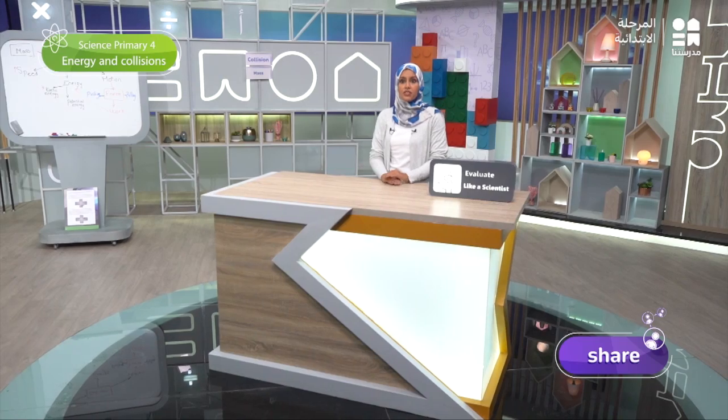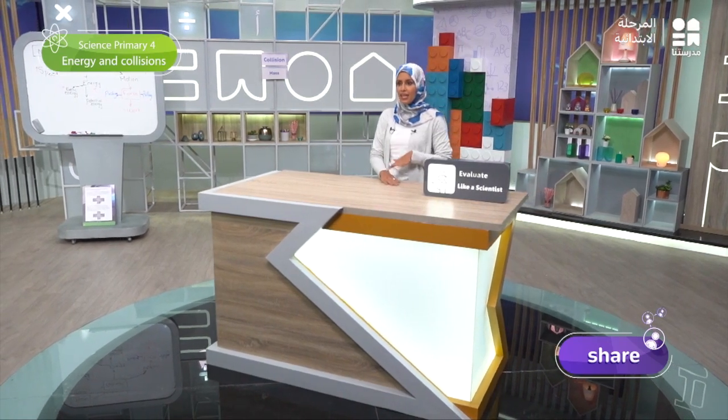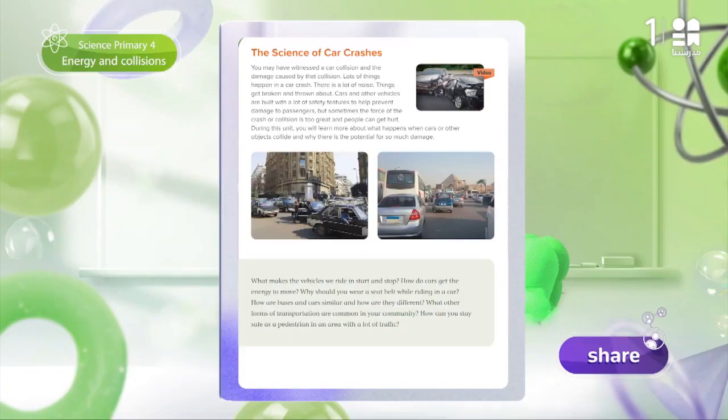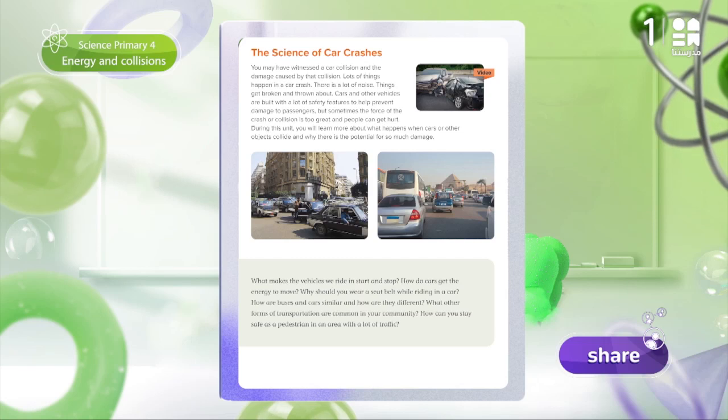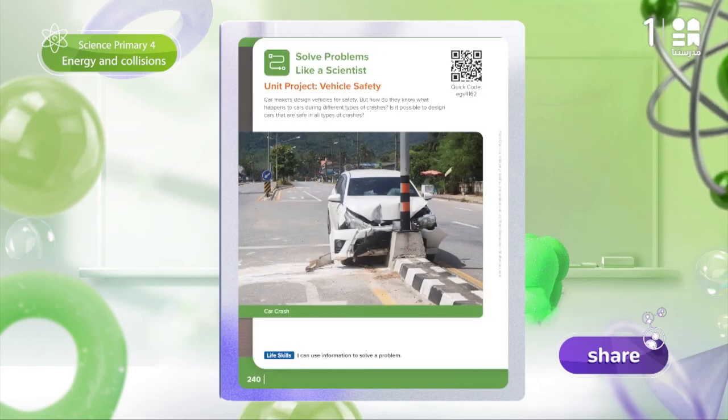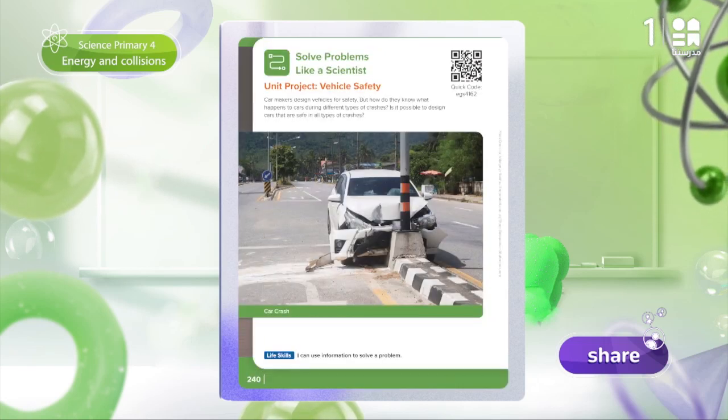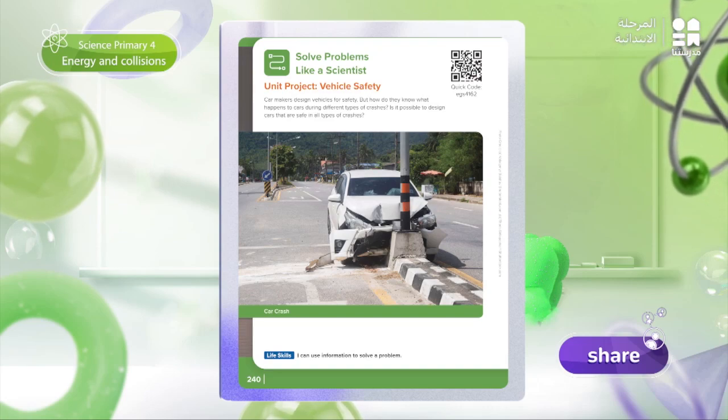Finally, we have reached the end of the concept. Now, you are ready to go back to the anchor phenomena of the science of car crashes and the questions we raised at the unit introduction and start doing the project that focuses on redesigning a tool to protect drivers. I think you are ready to start preparing your projects.